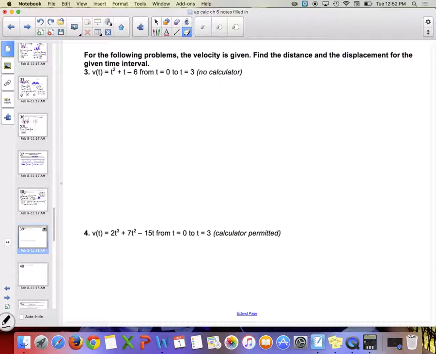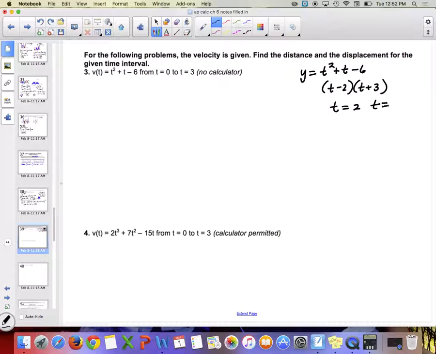So for the following problems, the velocity is given. Find the distance and the displacement for the given time interval. Okay, so if I was doing this one with no calculator, I'll kind of show you the setup. So again, you would have to do the y equals t squared plus t minus 6, and you'd have to factor it to find its zeros. So you'd get t equals 2 and t equals negative 3.